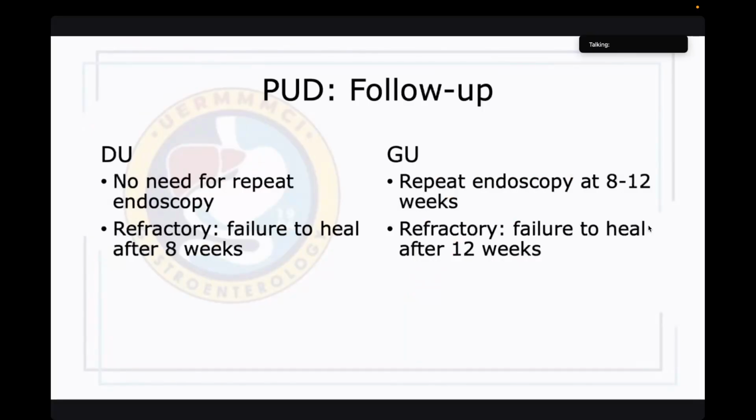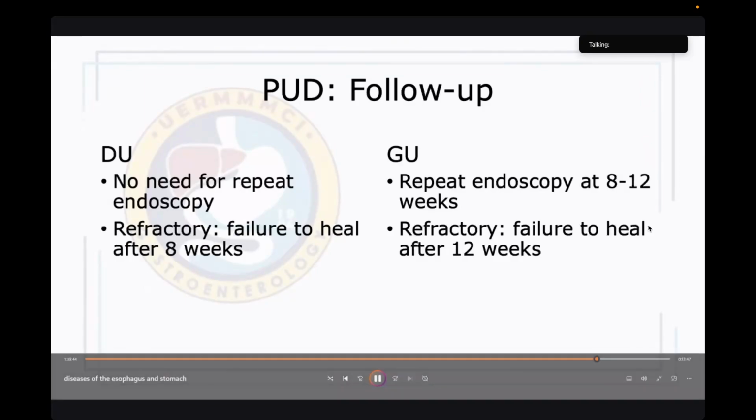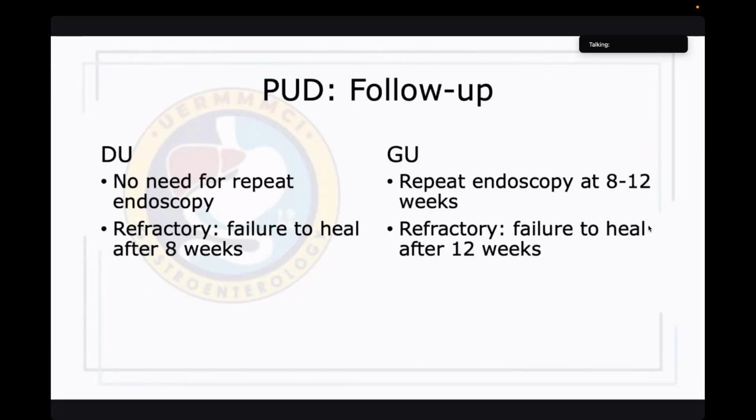Since gastric ulcer can represent a malignancy or at least have a potential to be malignant, patients with confirmed gastric ulcer, especially those found in the body and fundus, should undergo a repeat endoscopy at 8 to 12 weeks to document healing. Whereas for patients with duodenal ulcers, repeat endoscopy is warranted only if symptoms persist despite medical treatment or if a complication is suspected. A gastric ulcer that fails to heal after 12 weeks and a duodenal ulcer that does not heal after 8 weeks of therapy should be considered refractory.